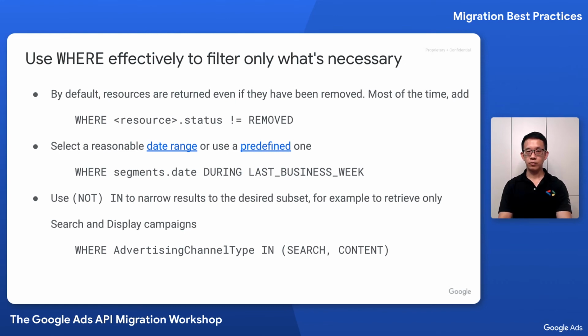Next is about the date range. Select a reasonable date range or use a predefined one to scope down to the date range that you want, like segments.date during last business week. Finally, you can use not in or in to narrow results to the desired subset. For example, if we want to retrieve only search and display campaigns, then we can use where advertising channel type in search and content.